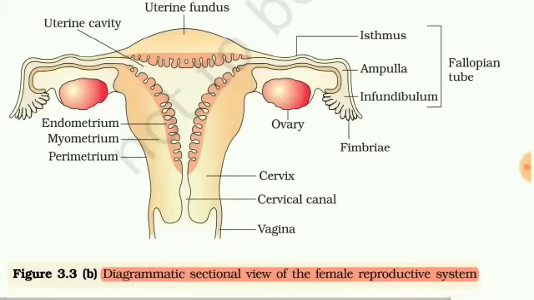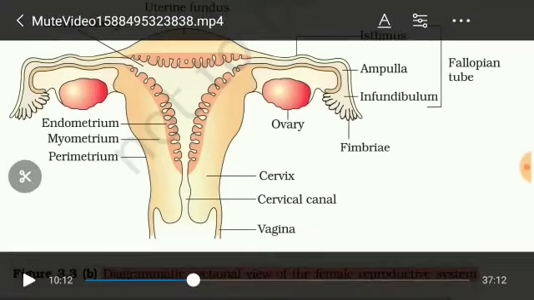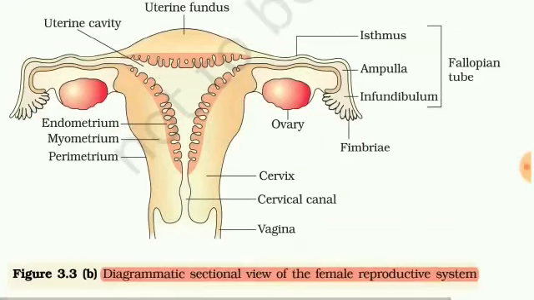Ampulla. After the ampulla, the ovum enters into the isthmus. Actually, fertilization takes place here, at the ampullary-isthmic junction. Normally, in the oviduct, the ovum and the sperm are fertilized, joined together to form a zygote. The exact place is the junction between the ampulla and the isthmus.